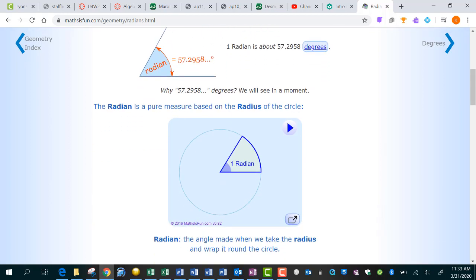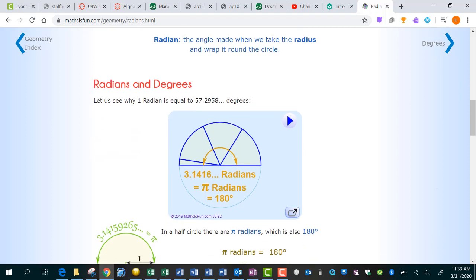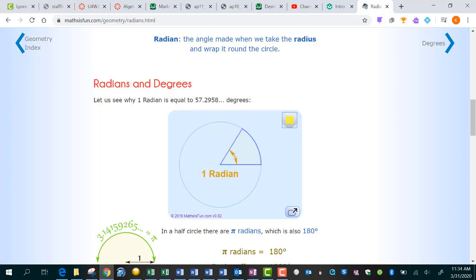And here's a nice video. So it'll take that radius and wrap it along the edge of the circle, and that then creates 1 radian. Now it says, let us see why 1 radian is equal to 57.2958 degrees. So if you took that radian from before and went to see how many times it fits within half a circle, it looks like it's just a little over 3, or 3.1416. And I'll show the video here too. So it takes that radian, so 2, 3, and then just a little bit more.